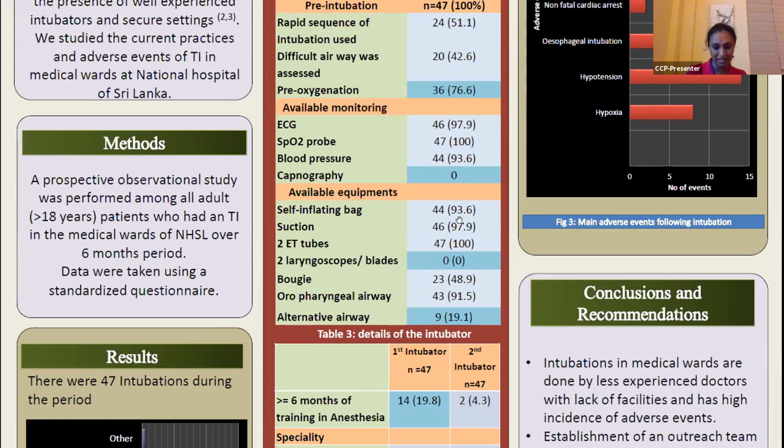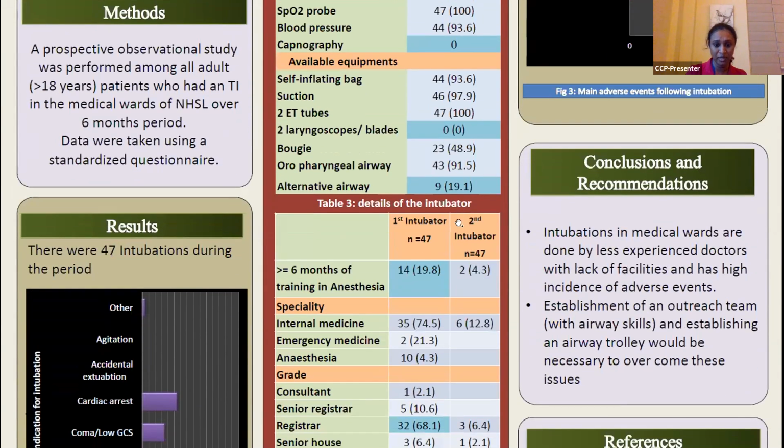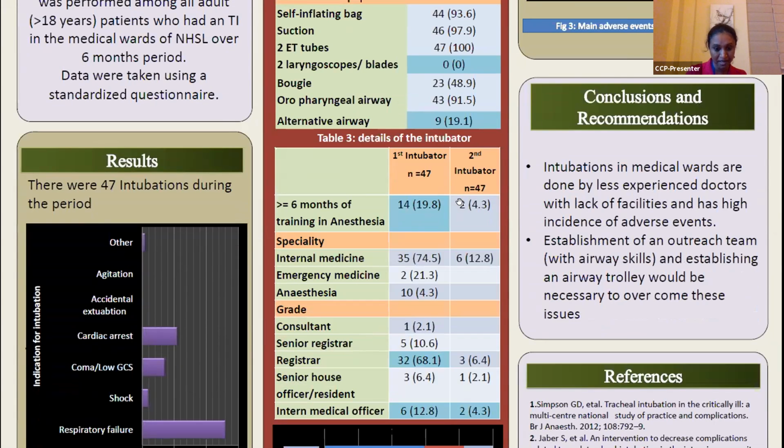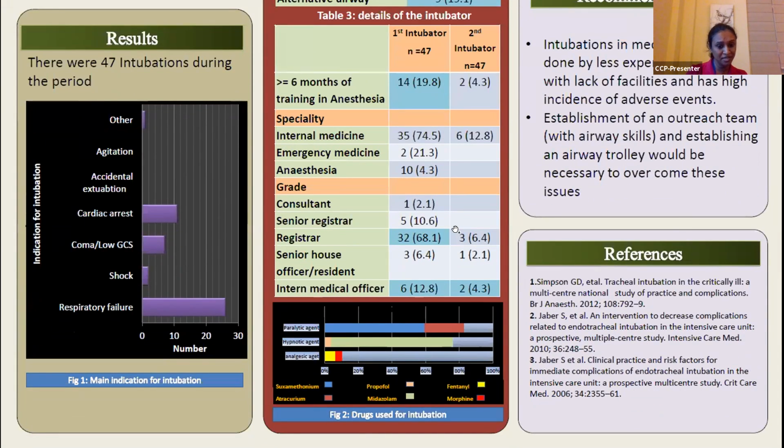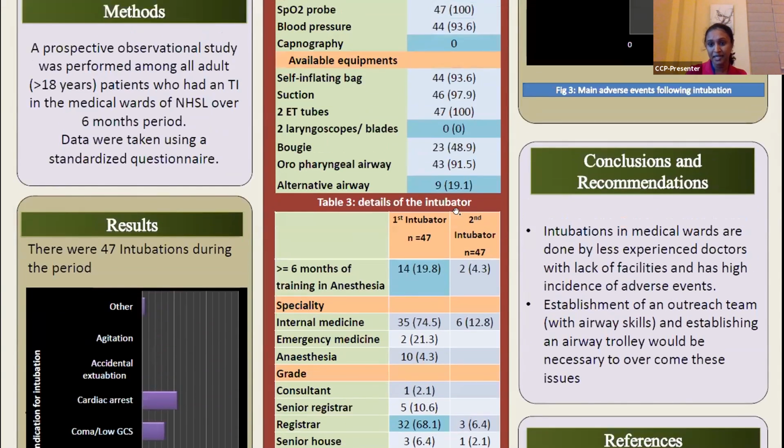Considering the intubators, only 14 out of 47 had airway training, more than 6 months of anesthesia, and most of them were medicine trainees and registrars. When the first intubator failed, then a second intubator intubated. There had been 6 instances like that, and none of them had training in the airway. Out of the 6 second intubators, there were 2 intern medical officers. The commonest hypnotic agent used for intubation was midazolam, and the commonest paralytic agent was dexamethasone, and less than 20% of the patients received an analgesic agent at induction.